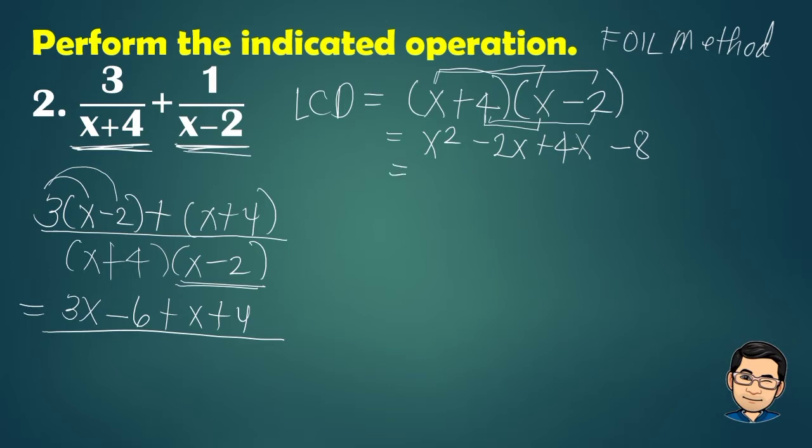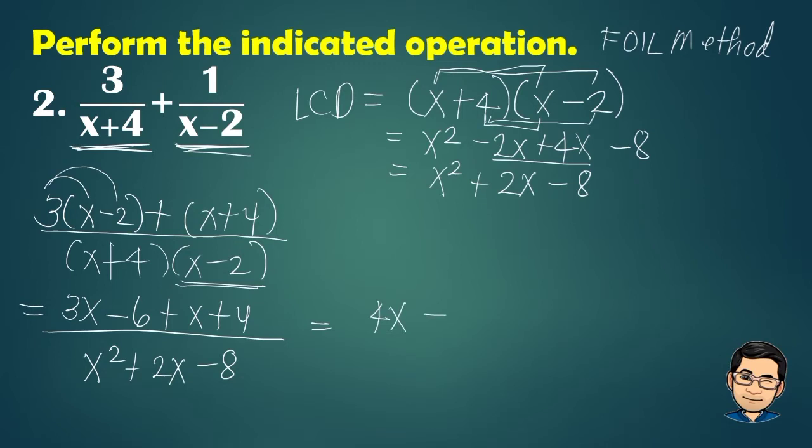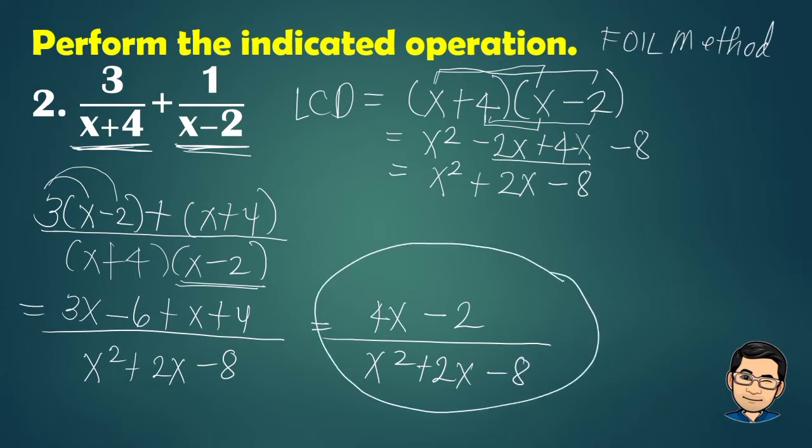Then, we combine like terms, x squared. Tapos itong dalawa, combine like terms natin sila, negative 2x plus 4x, that is 2x, minus 8. So, yun yung susulat natin dun sa denominator. X squared plus 2x minus 8. Now, dun sa numerator, i-combine din natin yung mga like terms. 3x tsaka x, pinag-add 4x. Negative 6 plus 4, that is negative 2. All over x squared plus 2x minus 8. So, this will be our final answer.